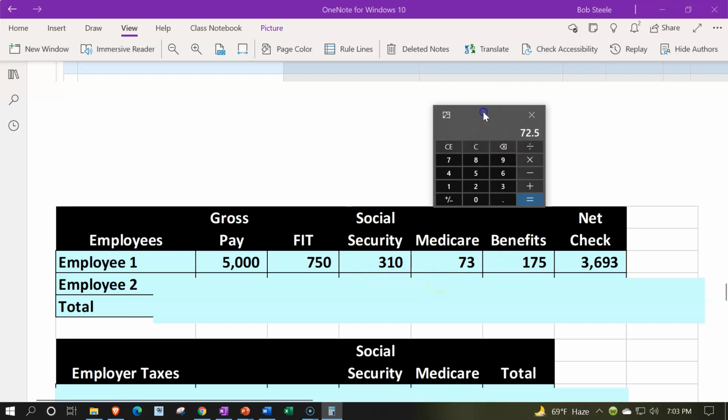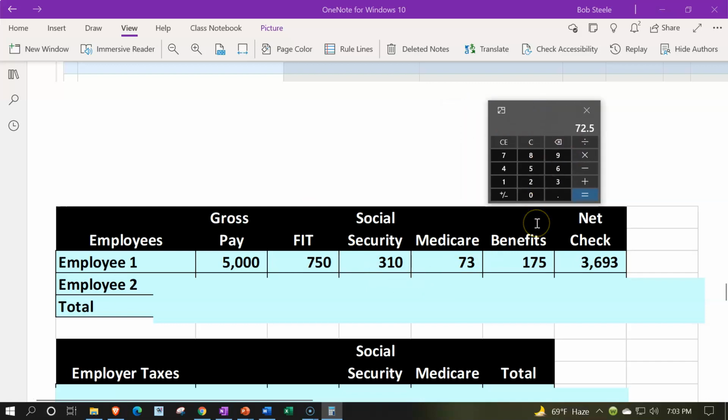And then the benefits would be dependent on the benefits that we have, whether that be health insurance or a 401k plan, based on the agreements that we make with the employee on a voluntary basis instead of a forced basis as the taxes are. So that means that they earned the 5,000 minus the 750 minus the 310 minus the 73 minus the benefits 175. They get an actual check of the 3,693.